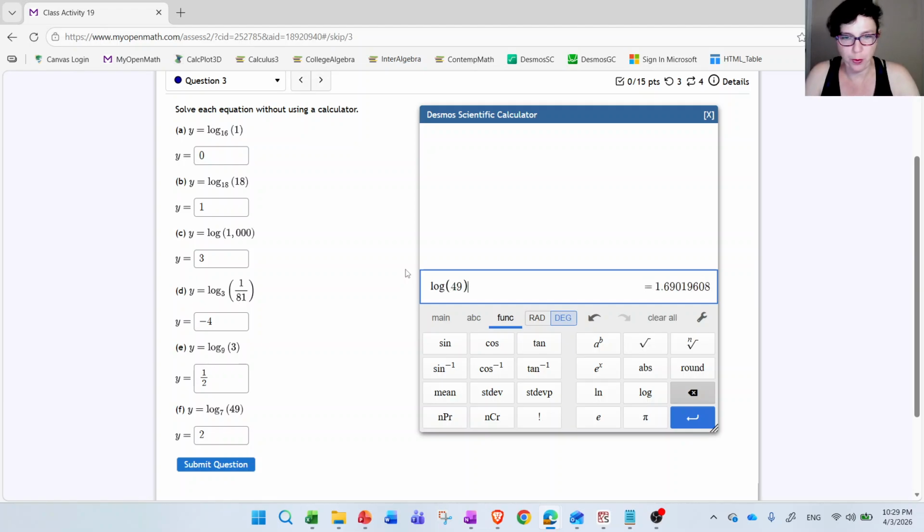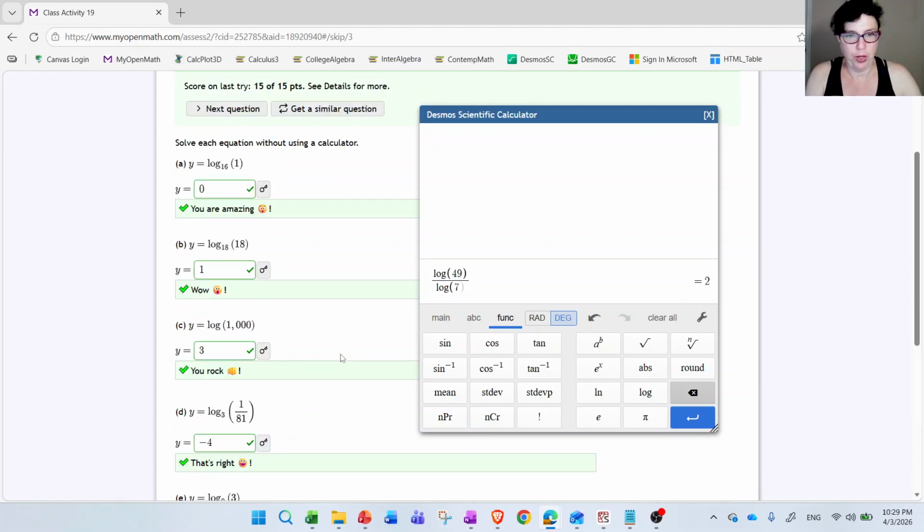The last one we're going to do is log of 49. Again, we pretend there is no base, 7, like we don't see it, and then we divide by log of the base, which is 7. And that tells you that that's 2. Now let's check our answers, and we're all correct here.